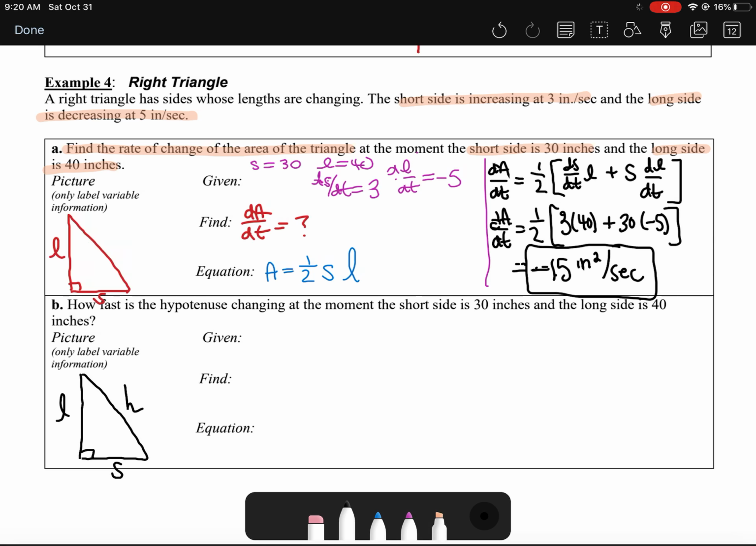Okay, so let's go ahead and figure out, our givens are going to be the same. So my S is 30, my L is 40, dS/dt is 3, and dL/dt is -5. What's changing is I want to figure out, well, how fast is the hypotenuse changing? So I need to find, we'll just call this dH/dt.